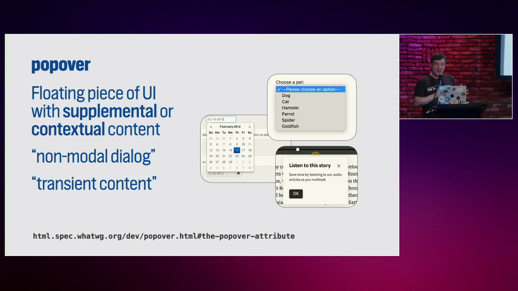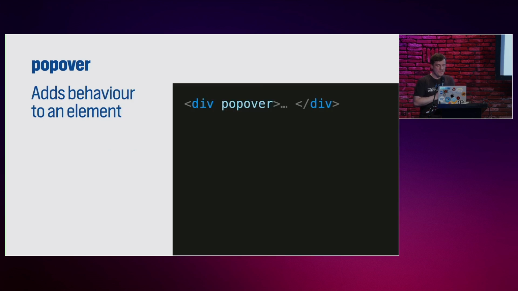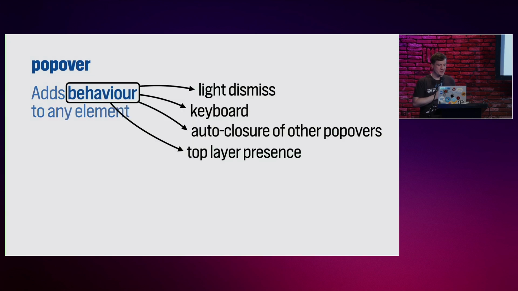One is Popover. That is fairly new, and it shipped recently. I think it's really exciting. It is about making pieces of UI that are supplemental or contextual, and they are the so-called non-modal dialogues. Now, the way that it works is that you add the popover attribute to any element, and whenever you do that, you get a bunch of different behaviors for free. One of them is light dismiss, so when you click outside of it, it goes away. There's keyboard behavior, there's auto closure of other popovers, and then there's top layer presence.